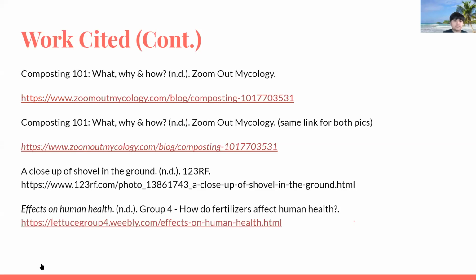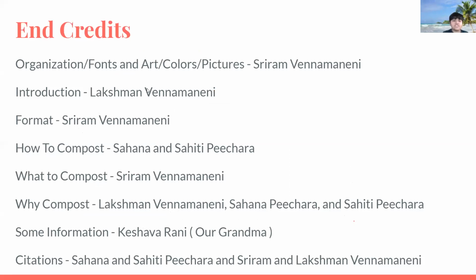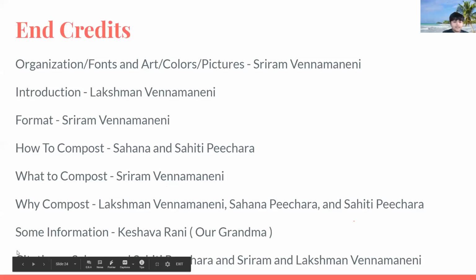And then the end credits: the organization, fonts, and art, the colors, and the pictures were done by Sriram. The introduction was me. The format was Sriram. How to compost was done by Sahana and Sahiti. What to compost was by Sriram. And why to compost was me, Sahana, and Sahiti. And we got a few information from our grandma. And she's actually the one that inspired us to compost in the first place. She started this whole process, which was nice of her. And the citations, all of us put them down.